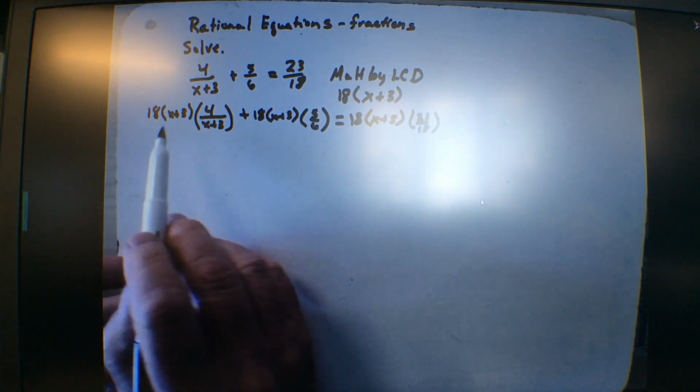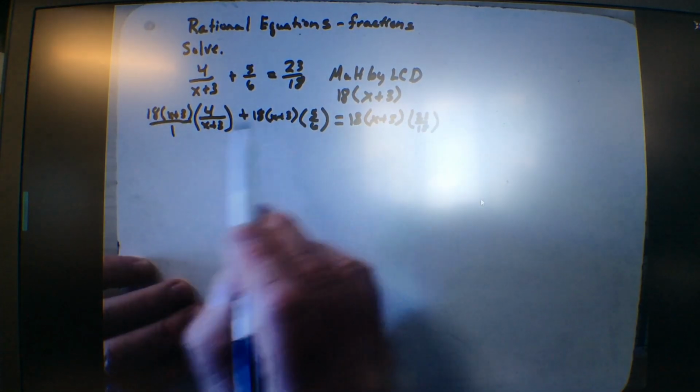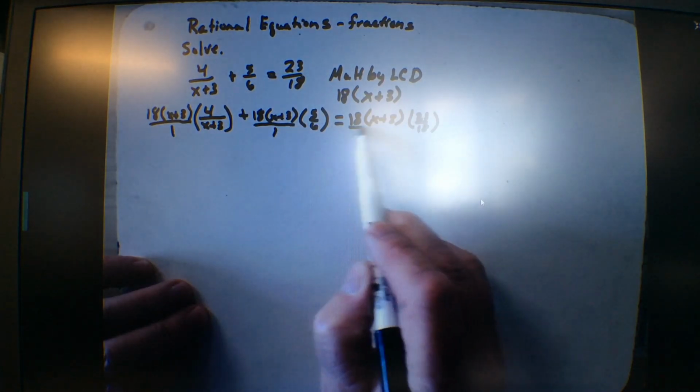I am multiplying, and remember, it's really like over 1. You can put it over 1 if you want, but this is all over 1.